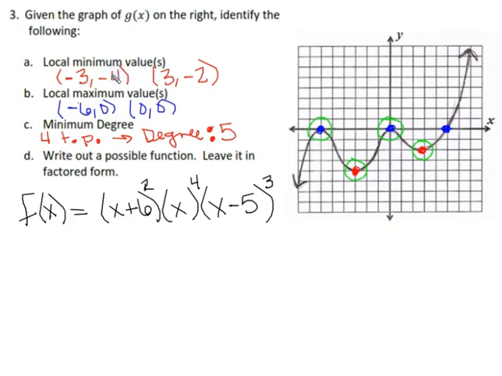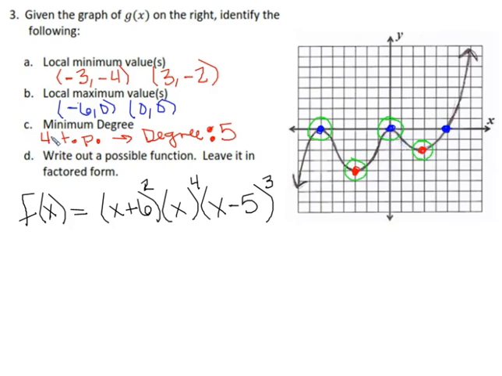So we listed 1, 2, 3, 4 points, or 4 extrema. We had 2 minimums and 2 maximums, so that means we have 4 turning points. This is a turning point because it goes from increasing to decreasing, but this one is also a turning point because it goes from decreasing to increasing, specifically at that point.